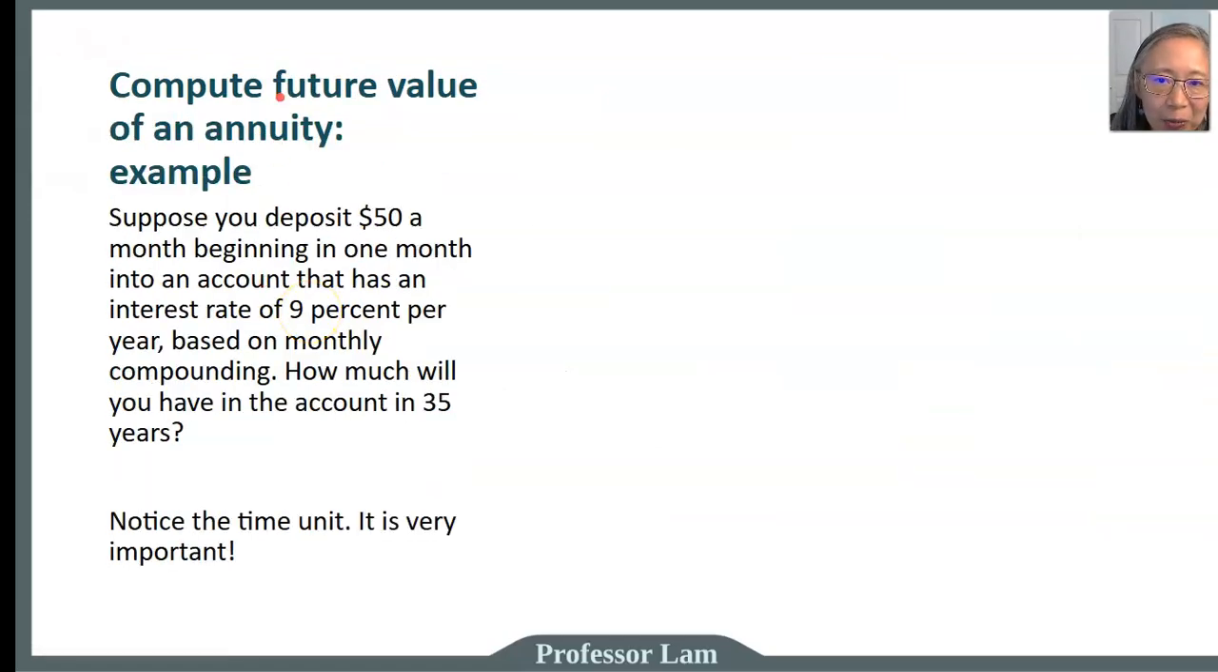Next, let's look at a more realistic example. Instead of putting aside a lot of money today and just waiting for it to grow, more commonly we'll save money every month or every payroll period or every paycheck. And in this case, we assume that you can save $50 a month beginning in 1 month. And the interest rate is 9% per year. And it's based on monthly compounding. So how much will you have in the account in 35 years? The time unit is important.